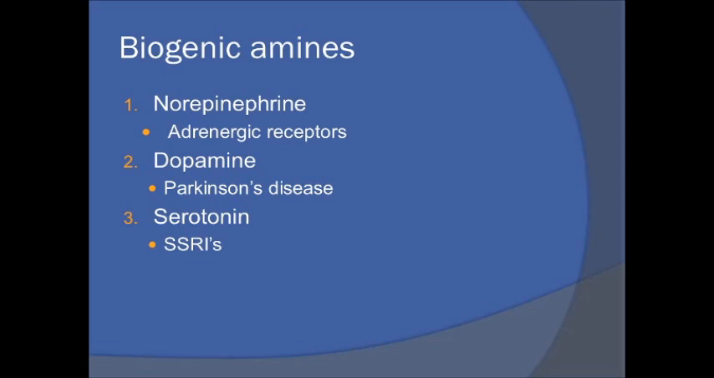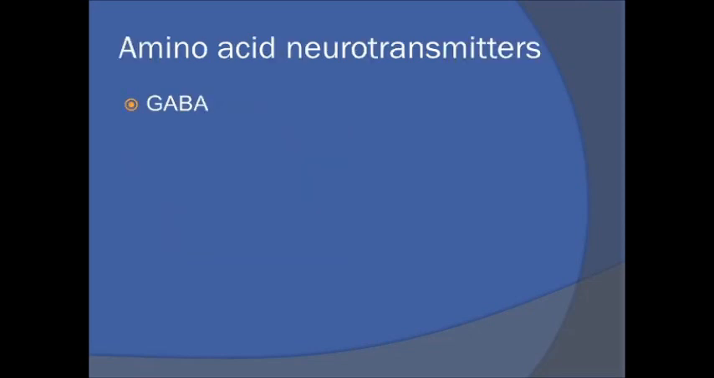And serotonin, it's usually known as our happy neurotransmitter. So when you have depression, usually it's low levels of serotonin, and one of the drugs that they typically prescribe for this is SSRIs, selective serotonin reuptake inhibitors. So the three of these neurotransmitters are known as biogenic amines. One neurotransmitter that's an amino acid is GABA. It's an inhibitory neurotransmitter.